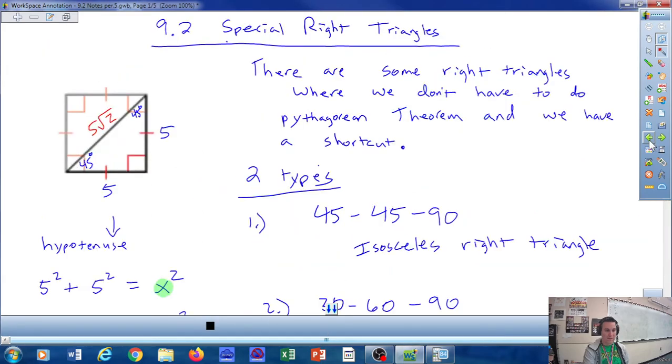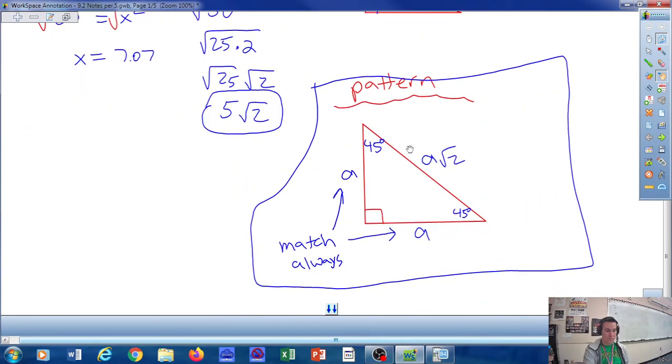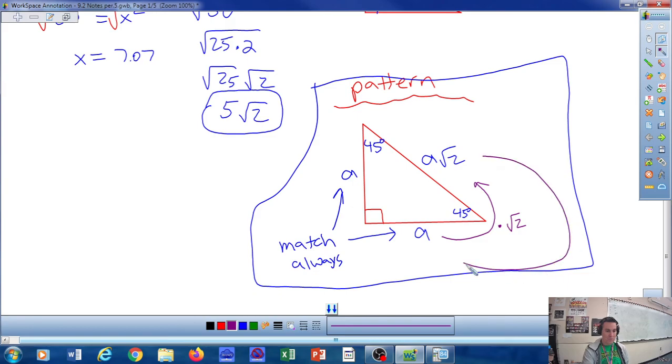And then if you go back to yesterday's notes, you guys all have the pattern for the 45, 45, 90, which is right here. It's a little easier on that pattern. Those two should match. That one always is times radical 2. If you need to go backwards, you have to divide by radical 2. So I'll put a little arrow there to remind you guys that if you're going this way, you multiply by radical 2. And if you got to go backwards, all you do is divide by radical 2. And that is the pattern.